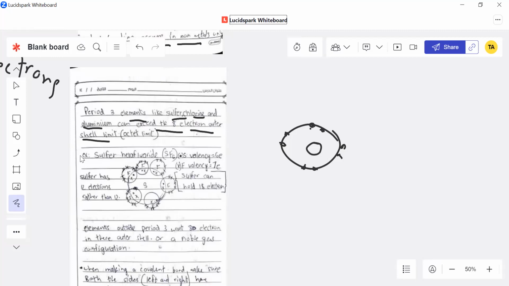But sulfur can hold more than 8 electrons. So sulfur, right, can hold more than 8 electrons.